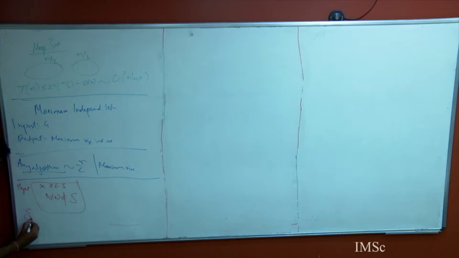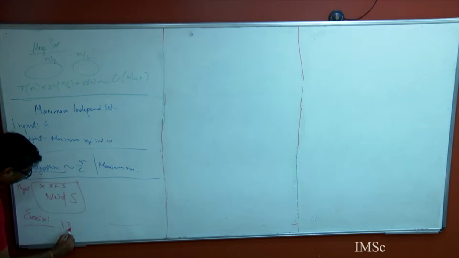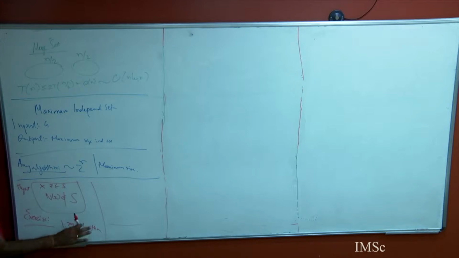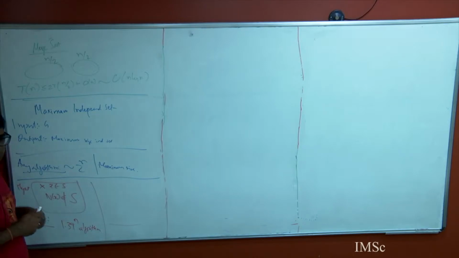Exercise, and I will ask you tomorrow. Don't tell me that I don't know. Give me an algorithm with running time 2 to the power, roughly 1.39 to the power n. You can take any polynomial factor as you wish. So this is the running time of the algorithm I want. Exercise. The hint I have taught in the class.